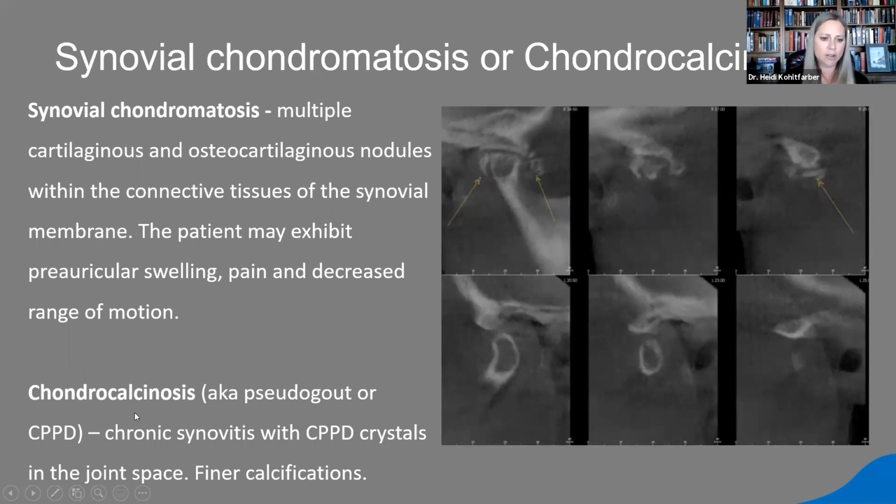Now, chondrocalcinosis can look very, very similar. This is our pseudogout. And we get all of these little calcium pyrophosphate dihydrate crystals. And they tend to be finer calcifications than synovial chondromatosis, but that can be difficult for us to tell the difference with our CBCTs. But both of these will be treated the same.